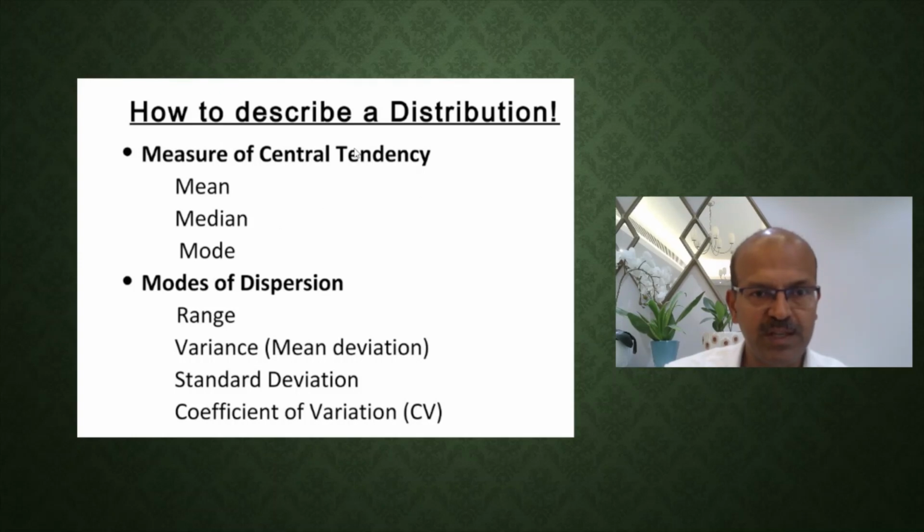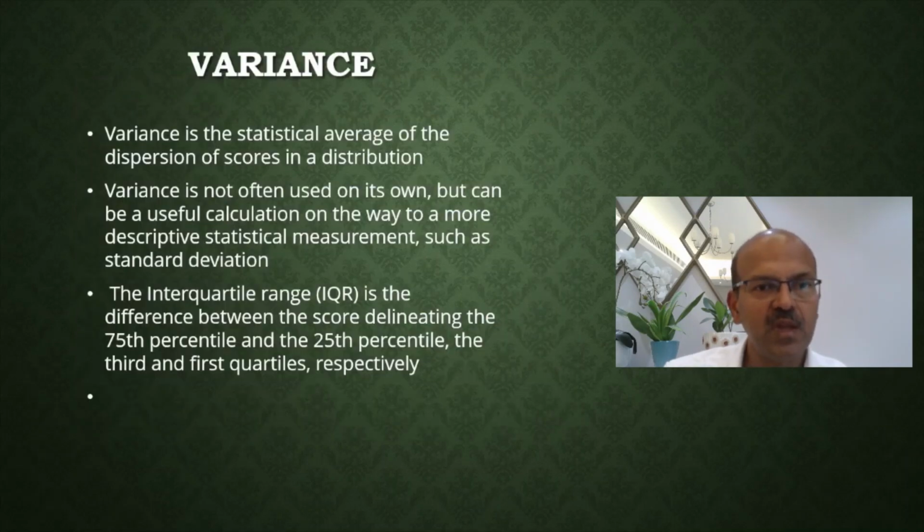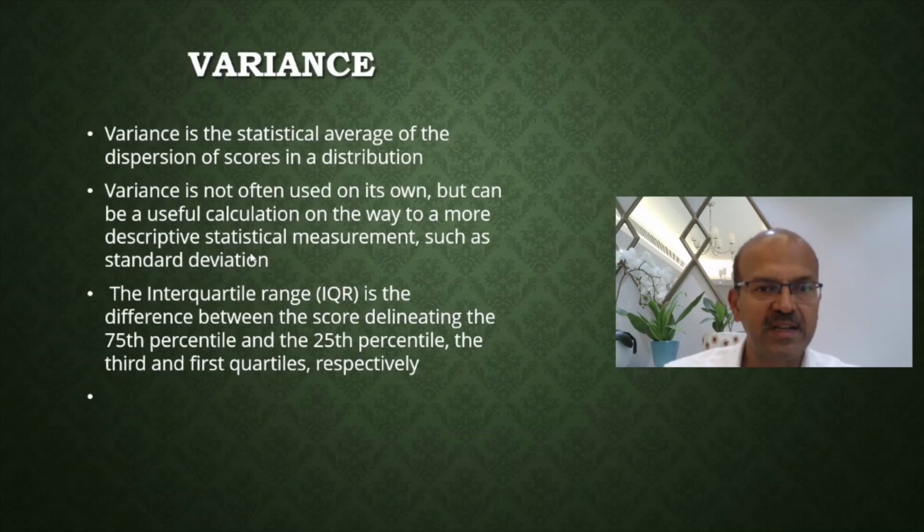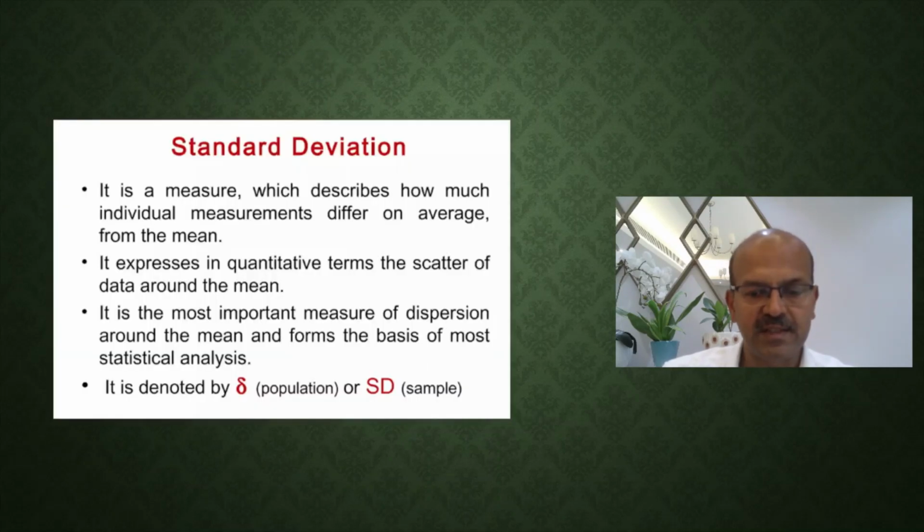So once you know the tendency, you can also look at the standard deviation, for example, to know how variable it is. Variance is a statistical average of the dispersion of scores in a distribution. Variance is not often used on its own, but it can be useful on the way to a more descriptive statistical measurement like standard deviation. Interquartile range is the difference between the scores delineating the 75th and the 25th percentile, or the third and the first quartiles respectively. So when we describe, it's useful to include measures of variation as well.